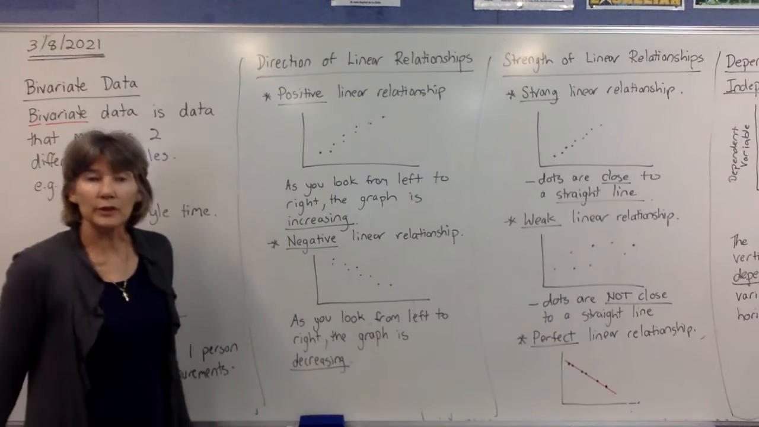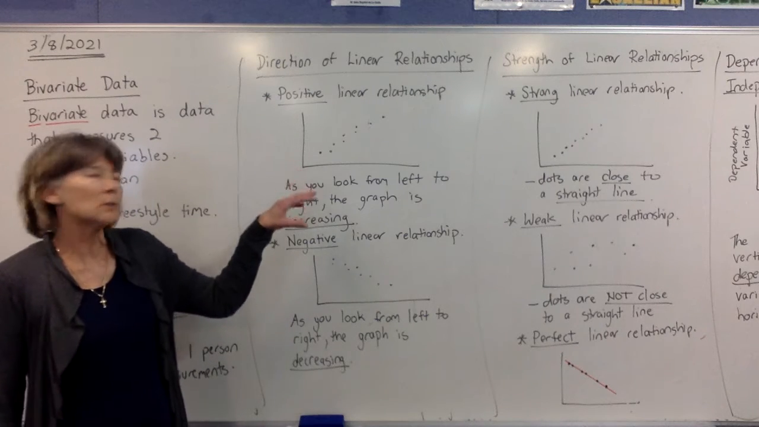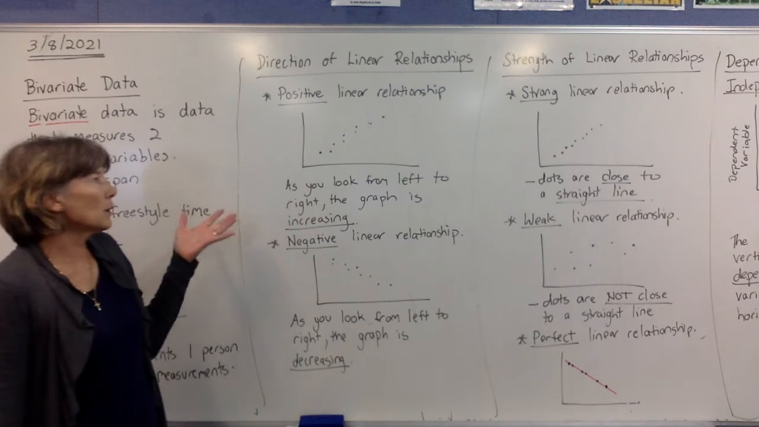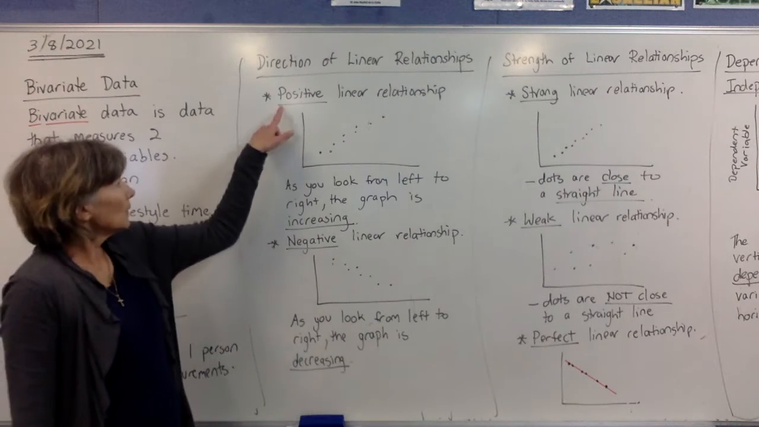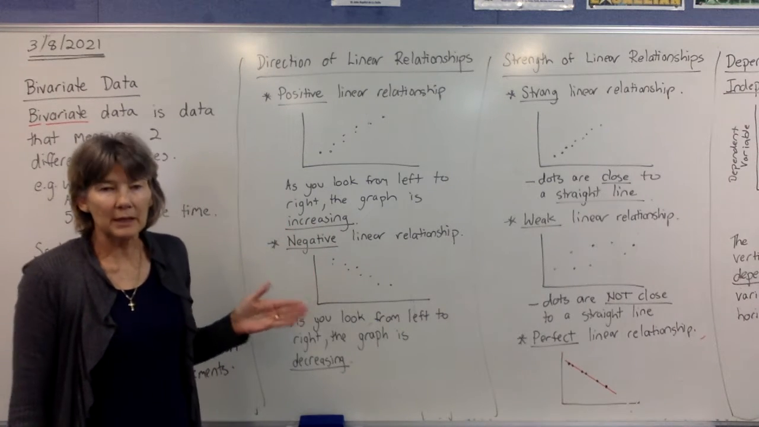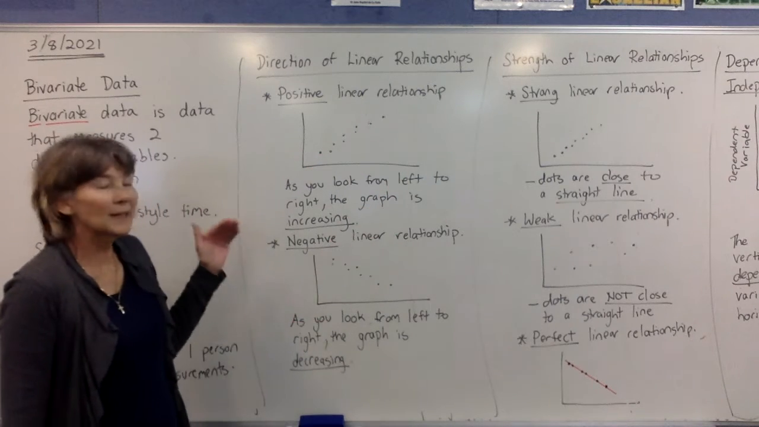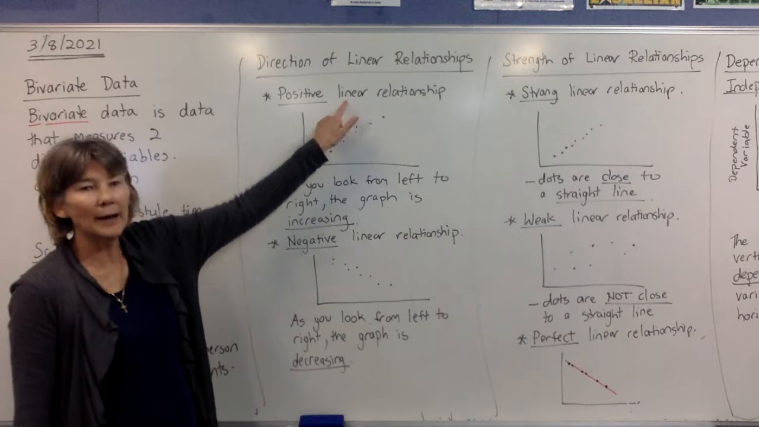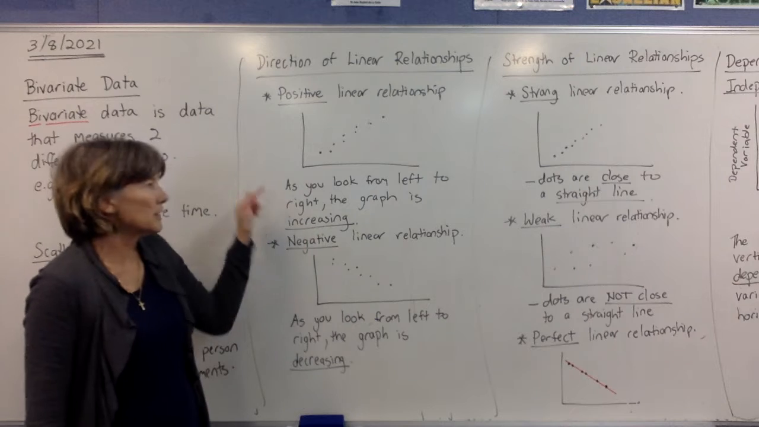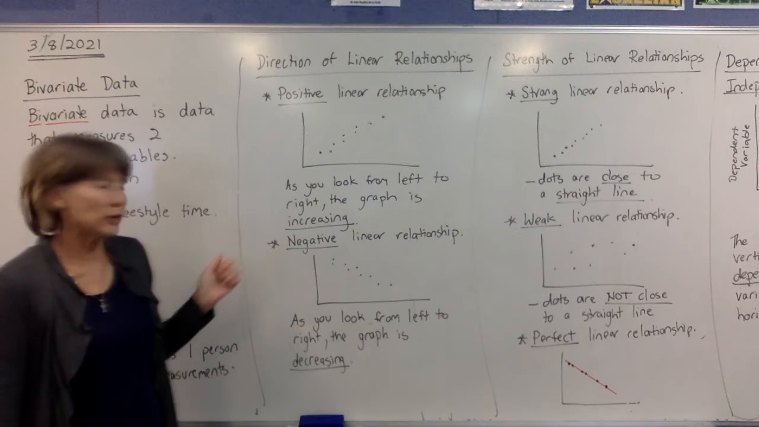Okay, so looking at the direction of linear relationship. When we do these dots, we end up with a series of dots, and then we look at them when we're finished and ask, what can we discover about these dots? We want to know whether it's a positive or a negative linear relationship. These dots here are close to a straight line, so it's linear, coming from the word line. And it's positive as you look at it from left to right, it's increasing, it's going up. So that means it's a positive linear relationship.